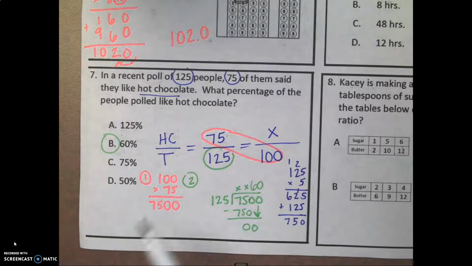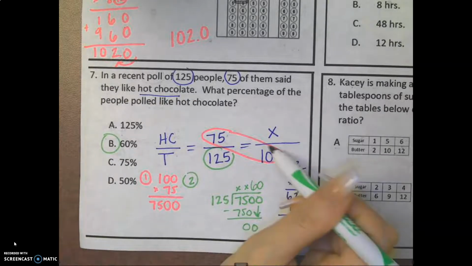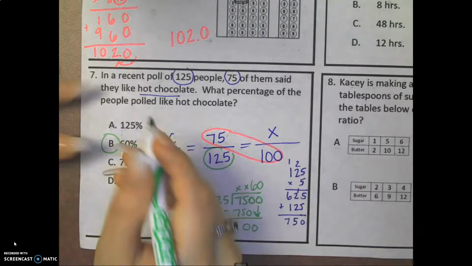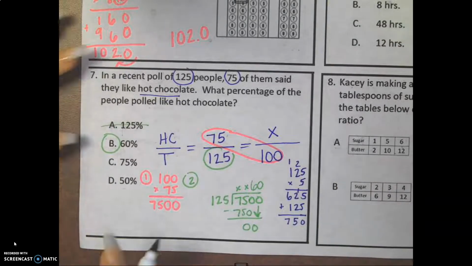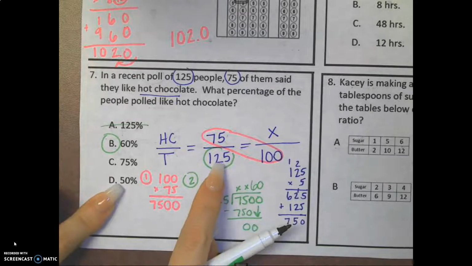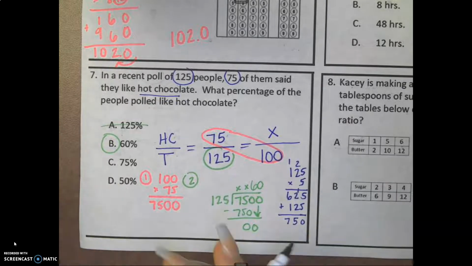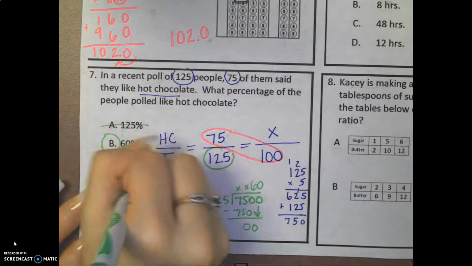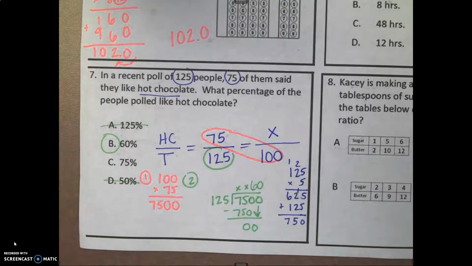And then just like before, my percent cannot be bigger than my denominator, so I could eliminate A. 50% would be half of this, which would be about 60. We have more than that, so it would have to be between B or C. So that once we do our work, we end up with B.